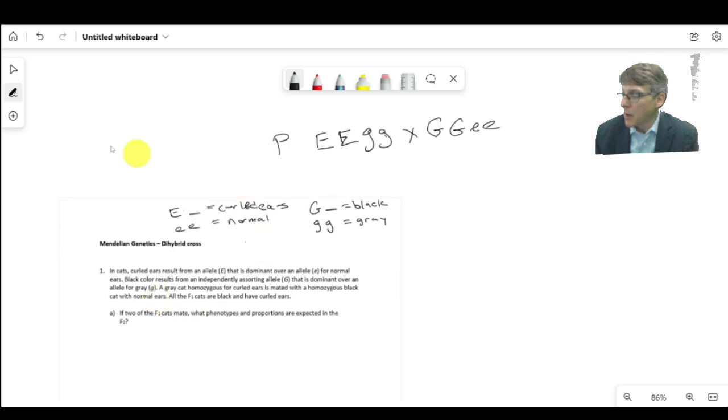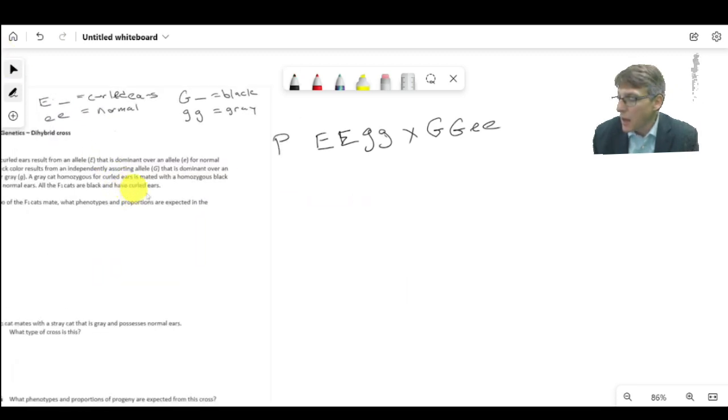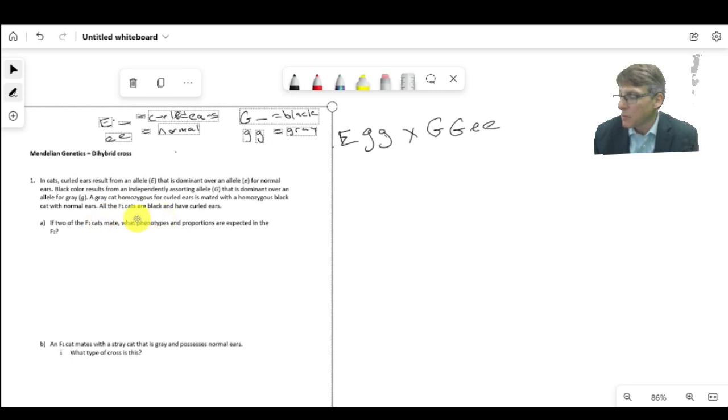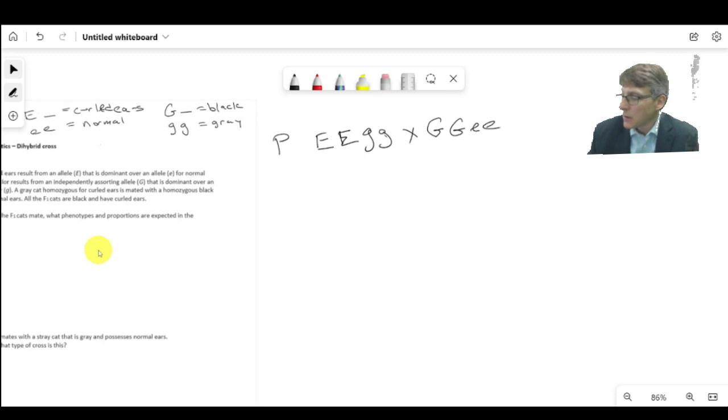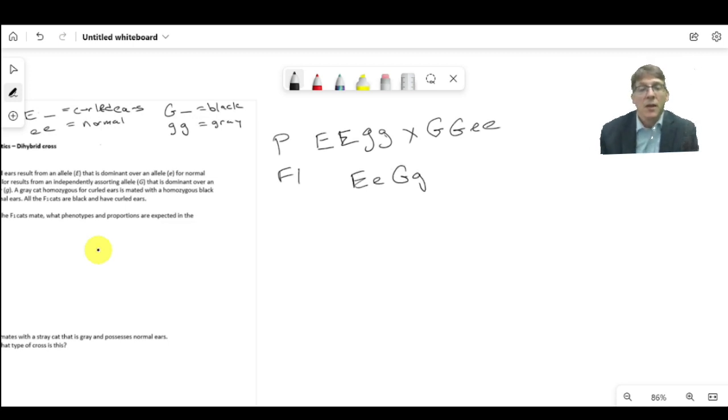Okay, so now we're told that in the F1 all these cats are black and have curled ears. So the F1 generation would be big E, little e, big G, little g. And the reason that I know that is because this parent can only give a big E, so the offspring has to have a big E, and this parent can only give a little e, so it must have a little e. Likewise, this parent can only give a little g, so all the offspring in the F1 must have a little g, and this parent can only give a big G, so all the offspring must have a big G.